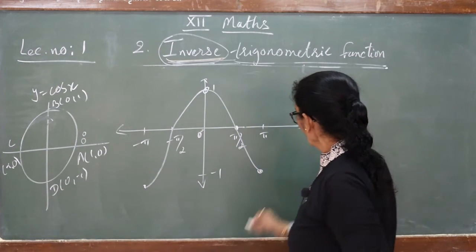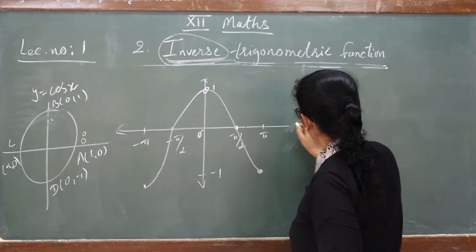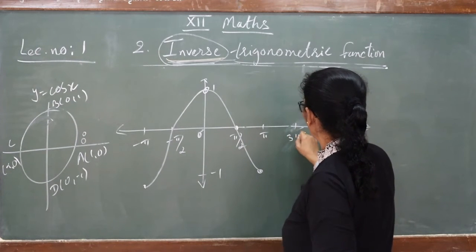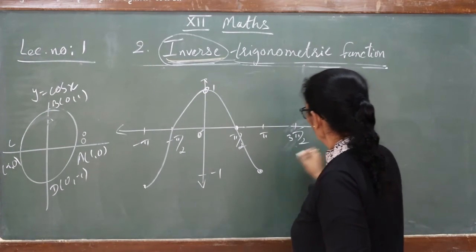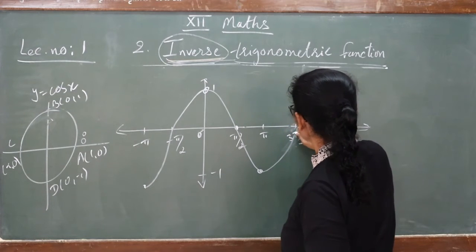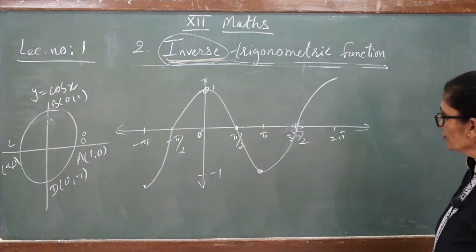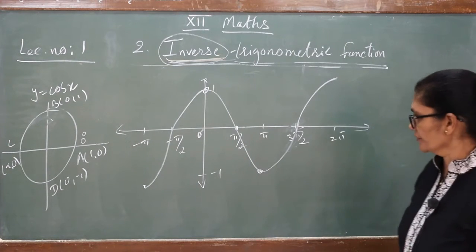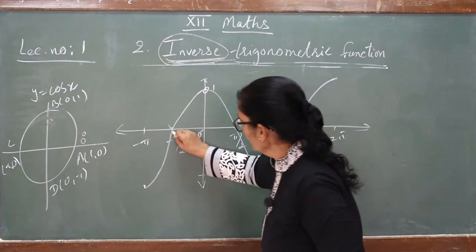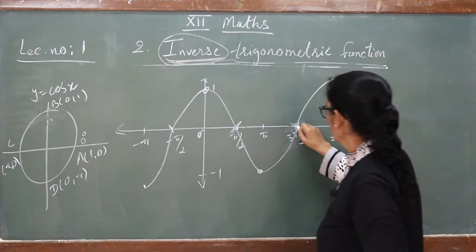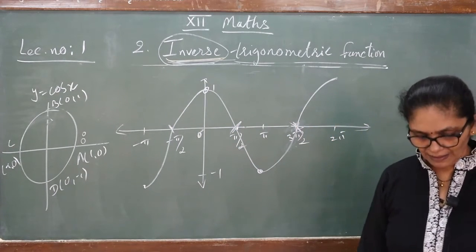Okay, if we extend this graph to 3 pi by 2 and 2 pi, then what will it be? This. And at 2 pi we can stop like this. So this is your graph for cos. Now you check: here 0 degree, here 0 degree, here 0 degree. So it became many-one.